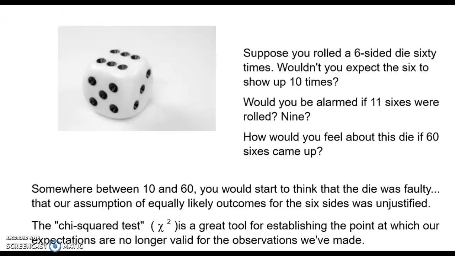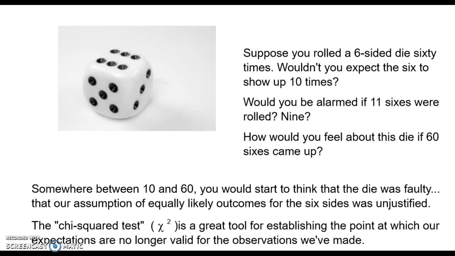A simple and really common kind of probability exercise is to think about what would happen if you rolled a six-sided die a certain number of times, and what your expectations are around the outcomes. We could think about rolling a six-sided die 60 times, and of course, our expectation is that each face would show up about 10 times. In fact, we would predict 10.